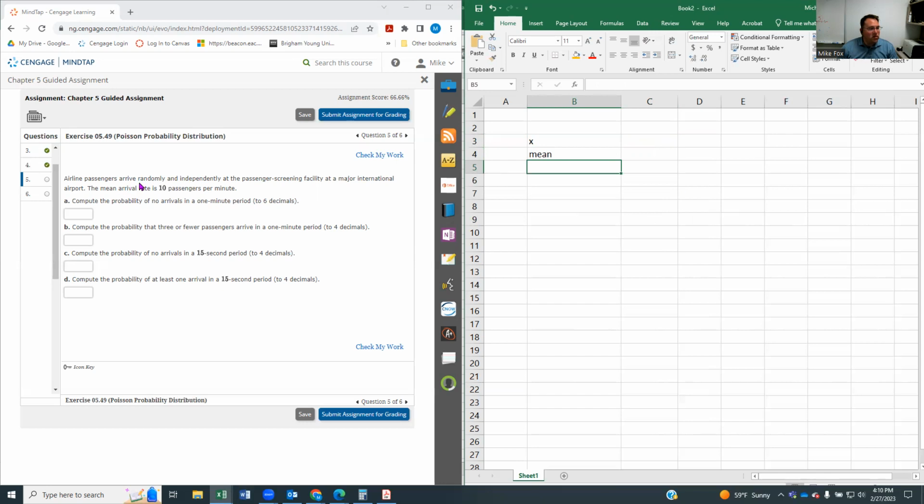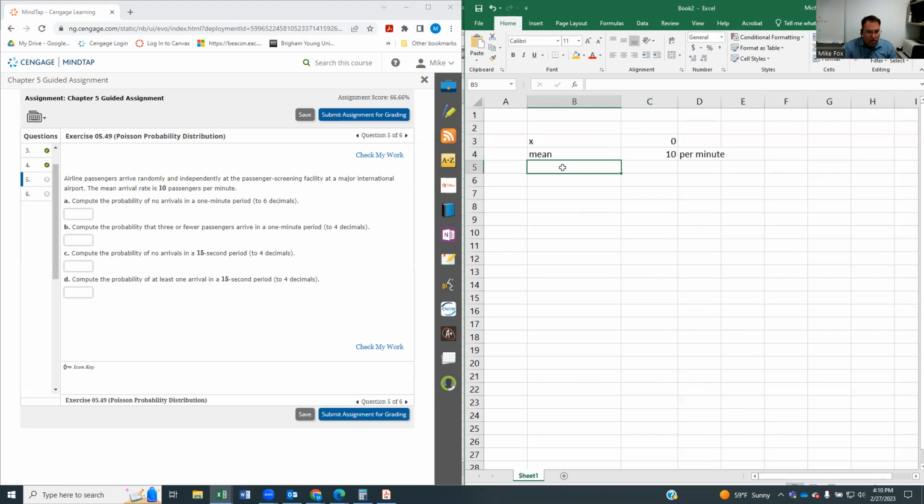Airline passengers arrive, and the mean arrival rate is 10 passengers per minute. I'm just going to put a little note over here, per minute. The first question says, compute the probability that there are no arrivals in a 1 minute period. So X would be 0 if there are no arrivals.